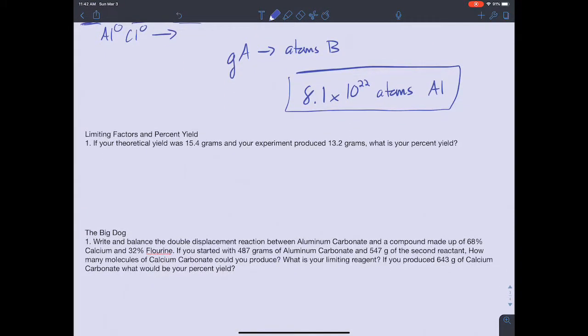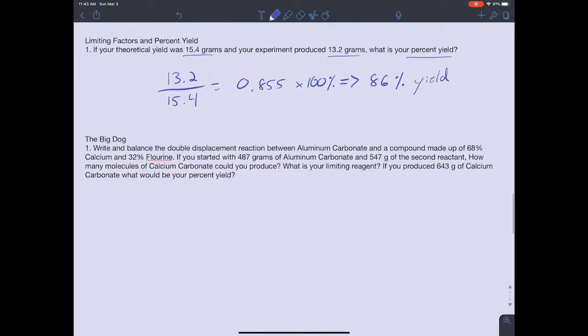Limiting factors and percent yield. So basically this is just a simple percent yield. I gave you both your theoretical and actual yields here, so you just have to be able to plug it in. So you always do the part over the whole. So your actual yield over what it could have been, the max it could have been, you do that, you're going to get, I think it was like 0.855 something. So you multiply by 100% to turn it into a percentage, and then you're going to get 86% yield.